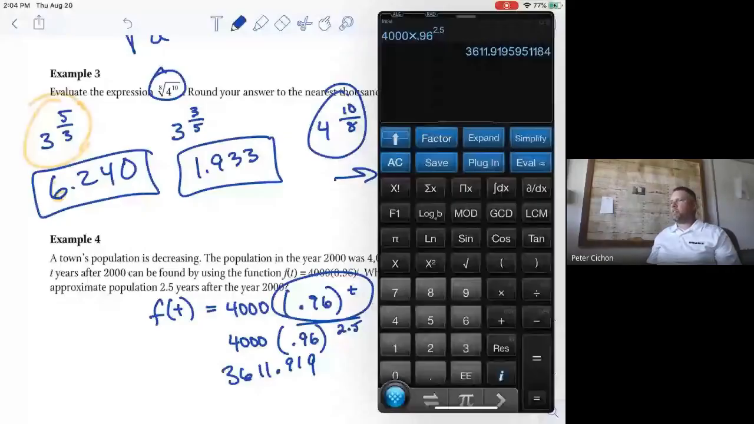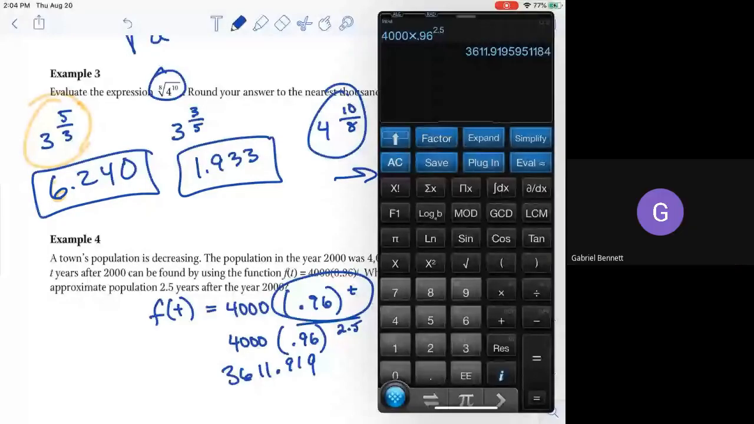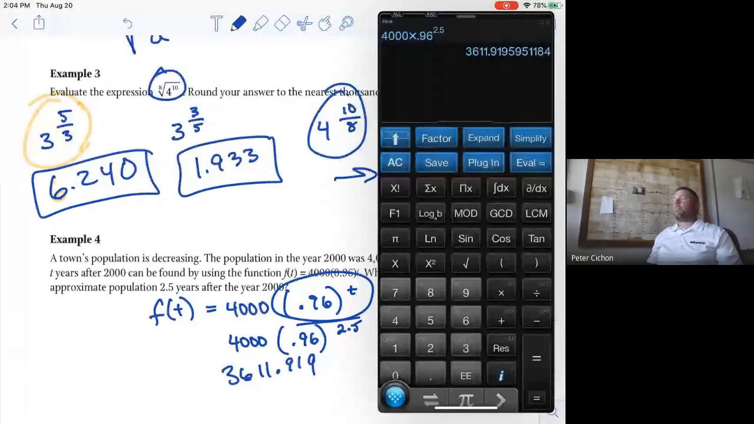Somebody jump in the chat or the microphone. What, Gabe? Population. Yeah. So population means what? How many what? People. Exactly. Right. If I give you a word question, I want a word answer. So it's 3,611.9 people. Now, have you ever met 0.9 of a person?